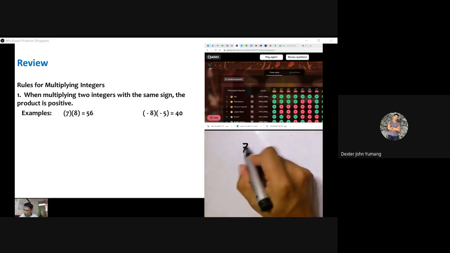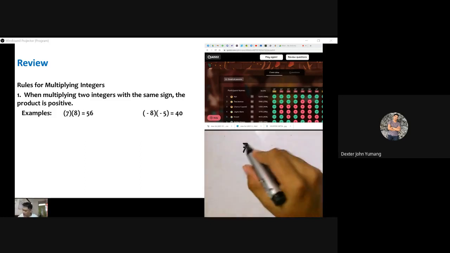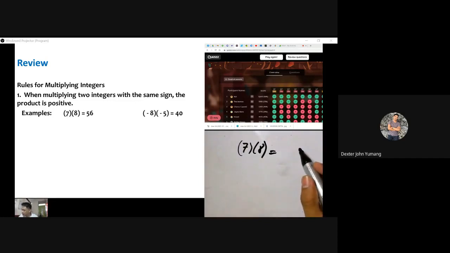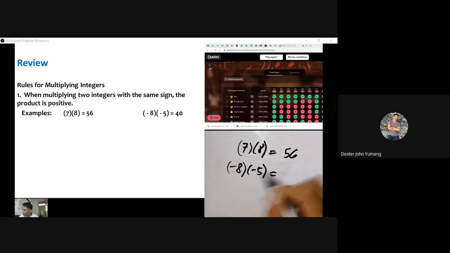So we have 7 times 8. Both are positive. 7 has invisible positive, 8 has invisible positive. Therefore, the answer is also positive. 7 times 8, 8 times 7, that is 56. Yun lang po. Next, negative 8 times negative 5. In this case, pareho silang negative. Negative times negative will turn to positive. Bakit? Pareho silang negative. Di ba? Pag pareho ang sign, magiging positive. 8 times 5 is 40. Okay, ganun lang po siya.